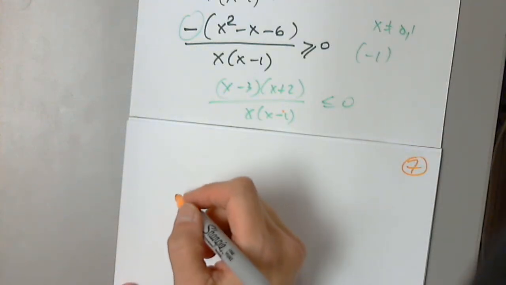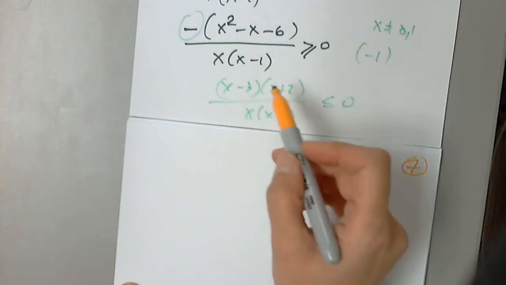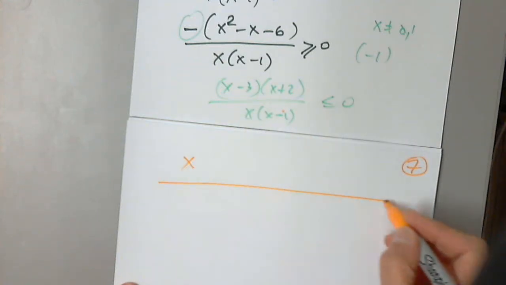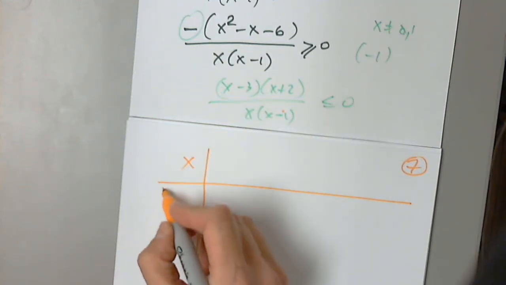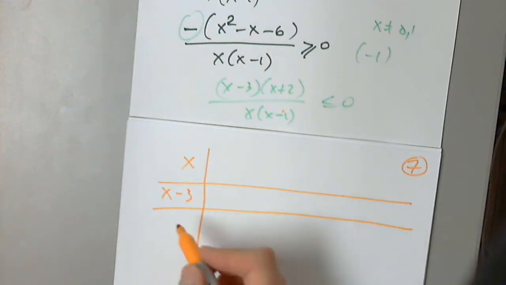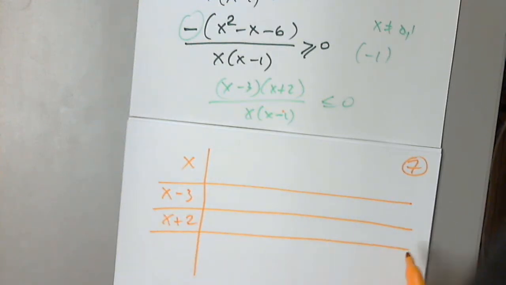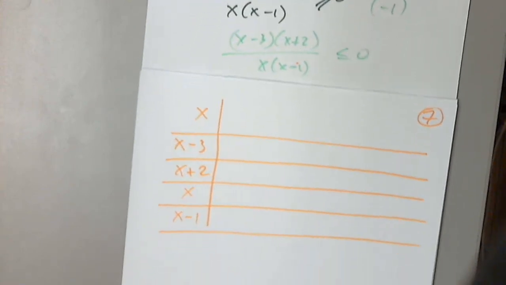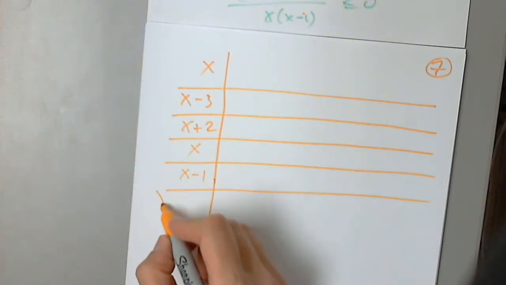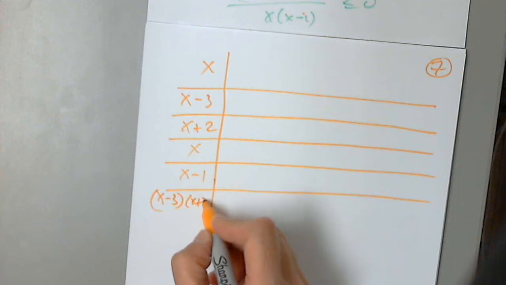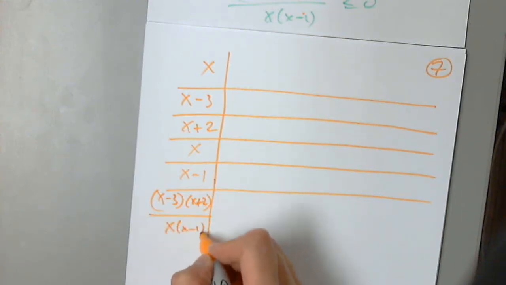How many factors? 4. Yes, 1, 2, 3, 4. X is the variable in the problem. X minus 3 is the first factor. X plus 2 is the next factor. X is the next factor. X minus 1 is the next factor. And of course, the whole thing, x minus 3, x plus 2 over x minus 1.